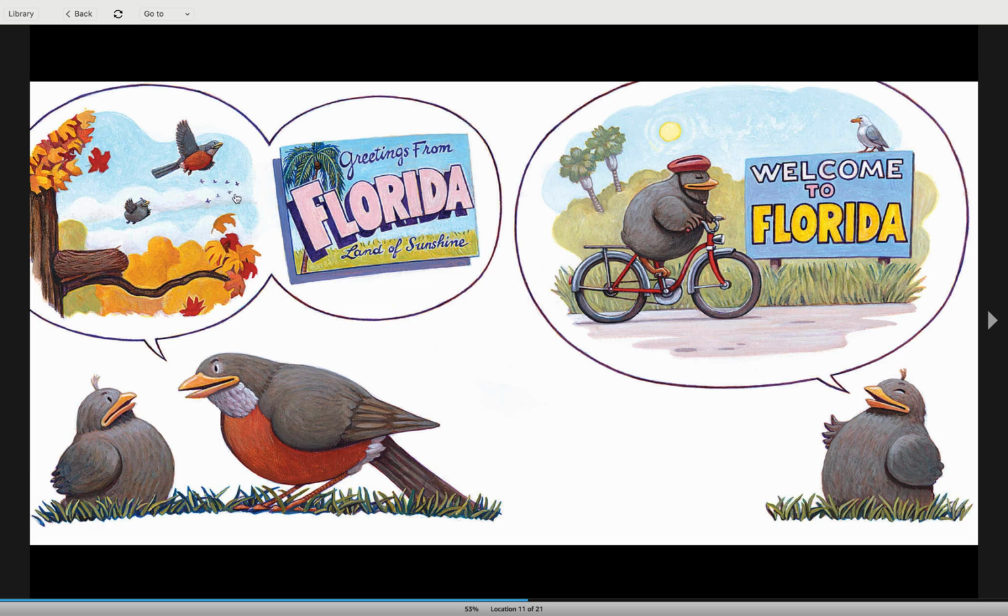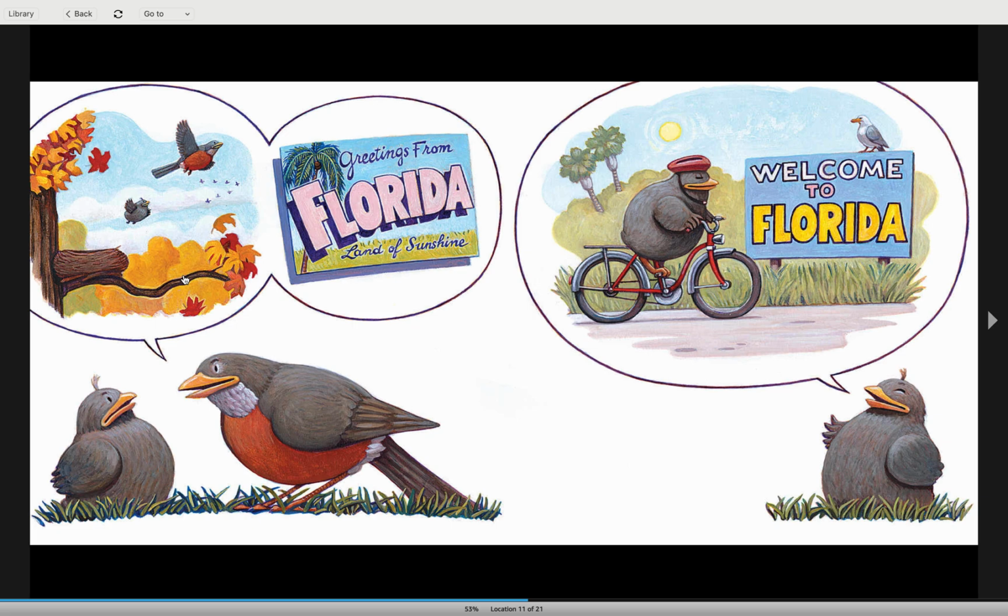Have you ever seen birds flying in the sky and making that pattern before? Where are they going, and for what reason? So next to this speech bubble is a picture of a sign which reads, "Greetings from Florida, land of sunshine." Mother bird is describing the scenario of migration and is telling her son he is going to have to fly to Florida when the time comes.